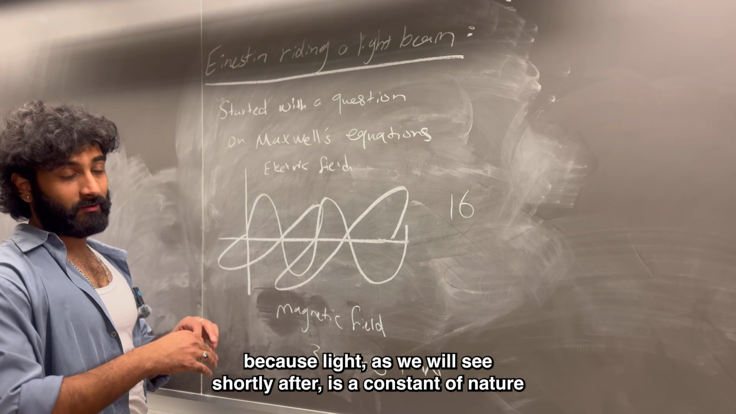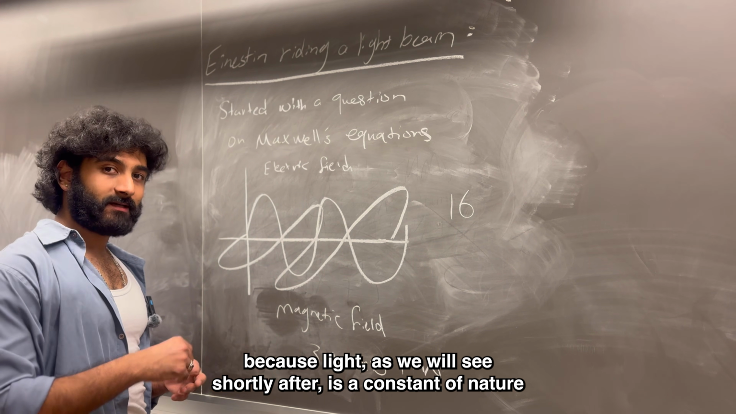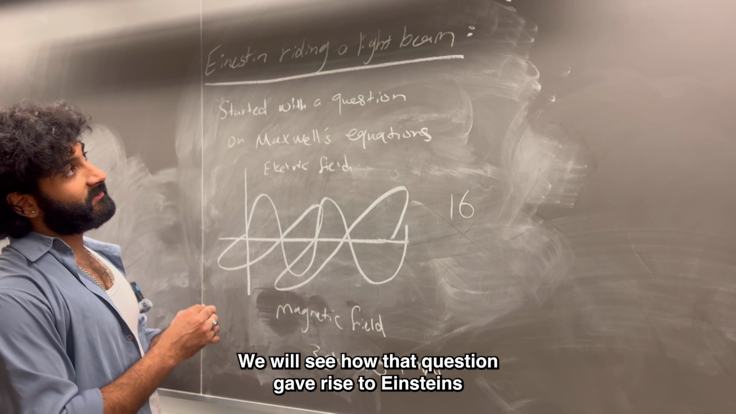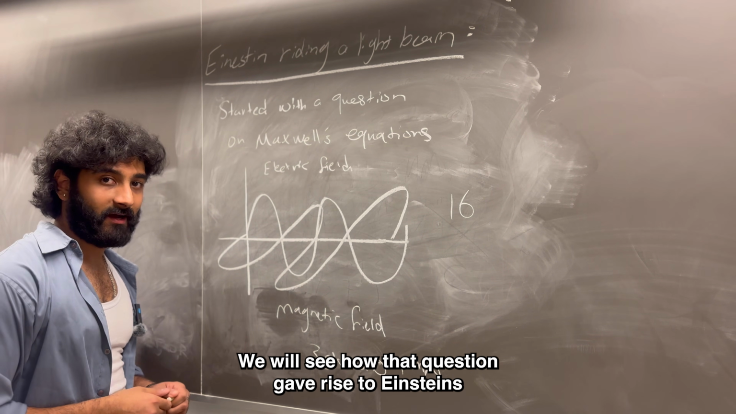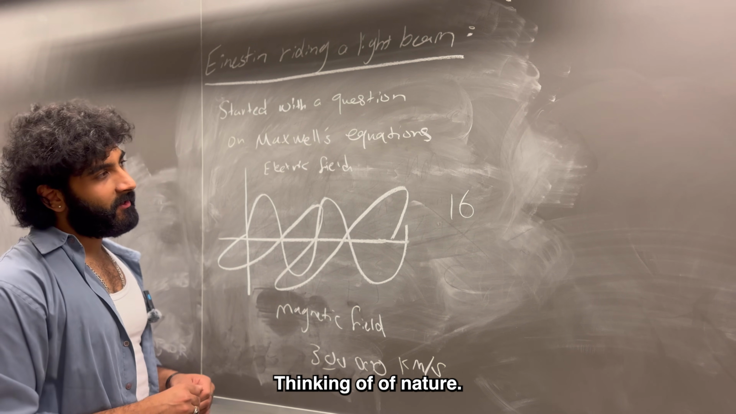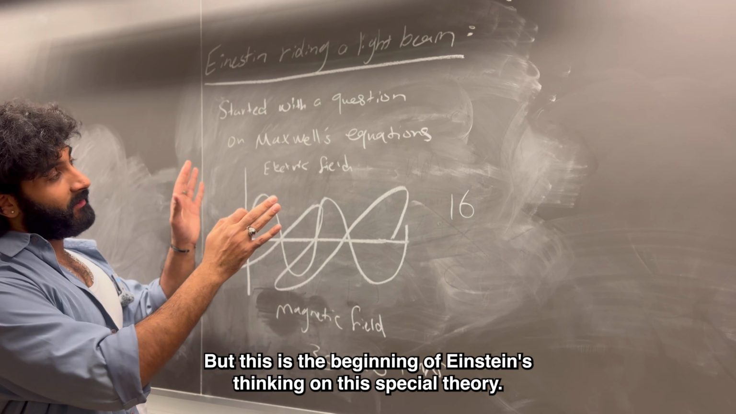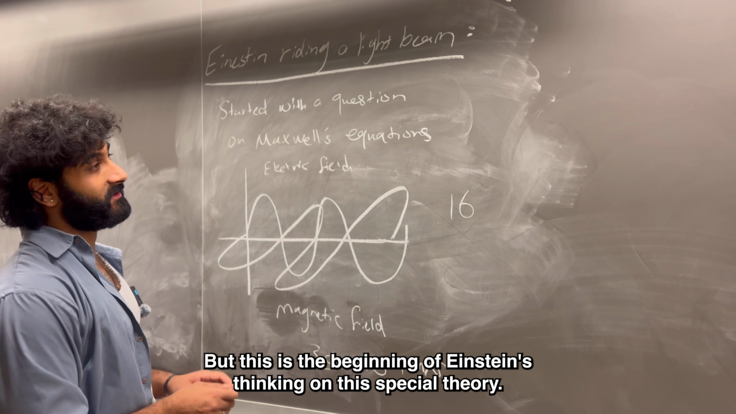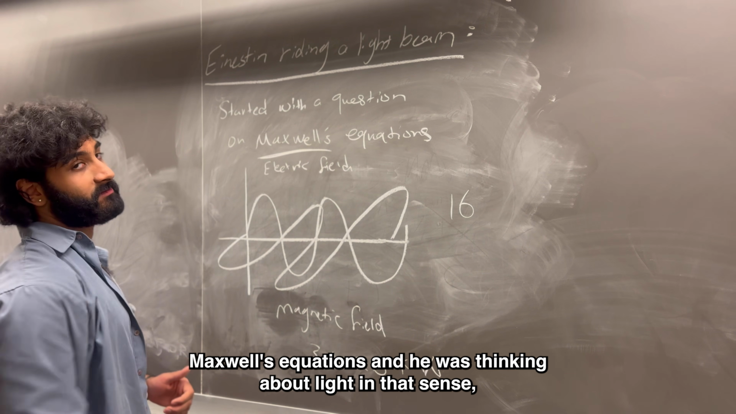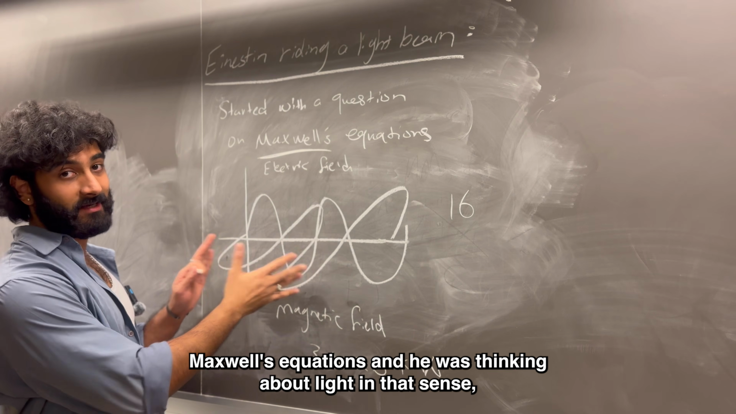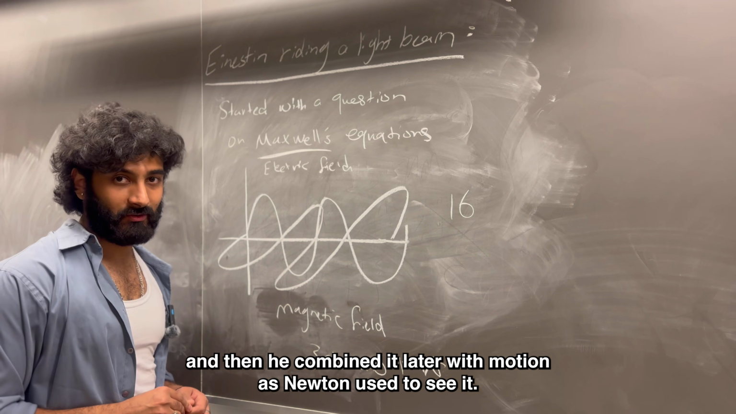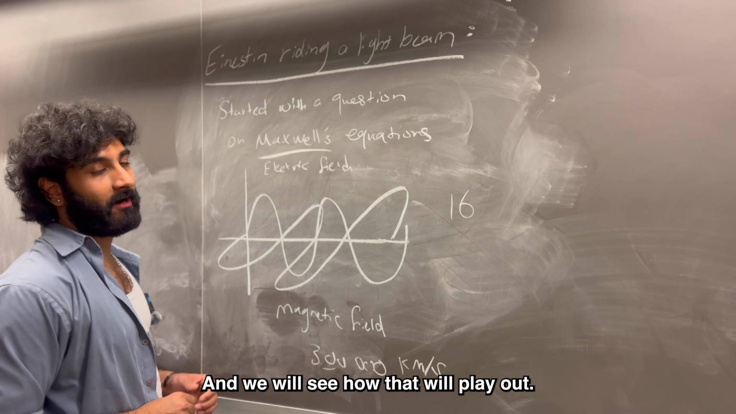Because light, as we will see shortly after, is a constant of nature and it should always have a constant speed. We will see how that question gave rise to Einstein's special theory of relativity later on, when he was 26, thinking of nature. But this is the beginning of Einstein's thinking on the special theory. His line of thinking was that he went from Maxwell's equations, thinking about light in that sense, and then he combined it later with motion as Newton used to see it, and we will see how that will play out.